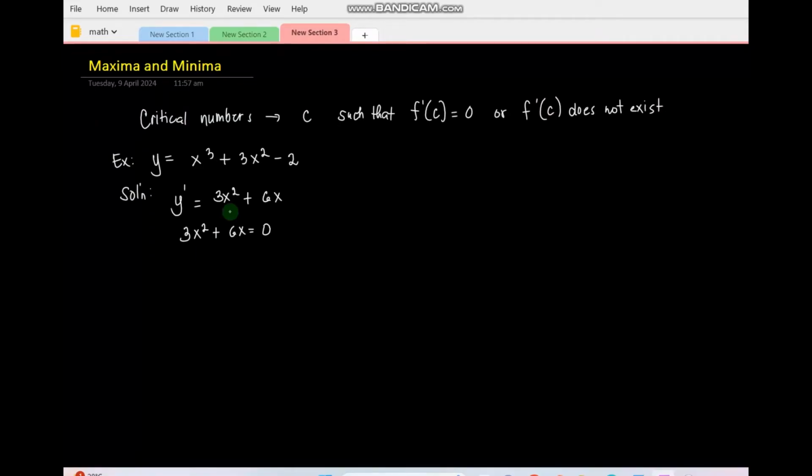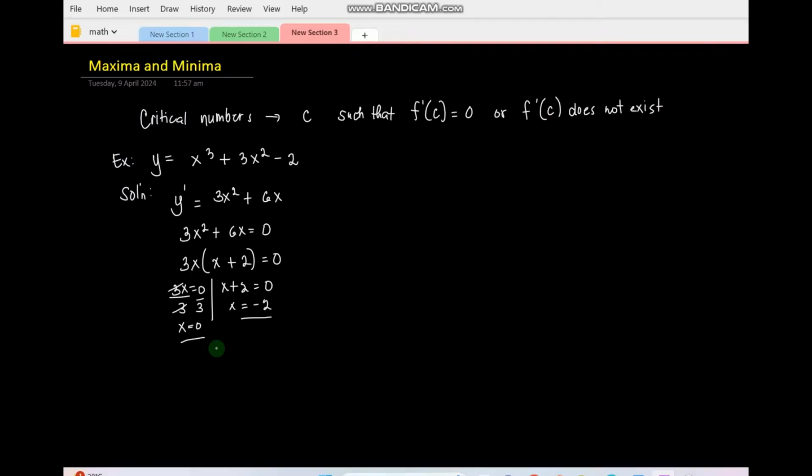Then we can now have the value of x by solving this equation. So by factoring, we have 3x, 3x squared divided by 3x, that is x, 6x divided by 3x, that is positive 2, equals 0. Solving for x, we have 3x equals 0 and x plus 2 equals 0. So divide both sides by 3, cancel, x equals 0. Then for this one, transpose positive 2, so negative 2. Okay, so there are two critical numbers. We have 0 and negative 2.